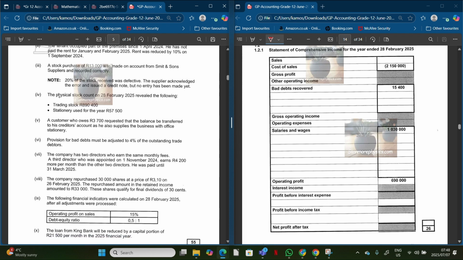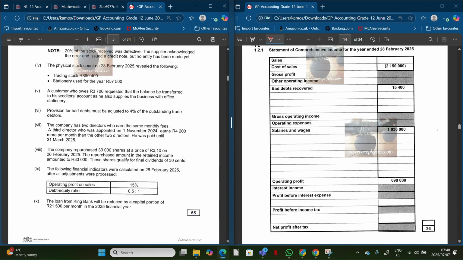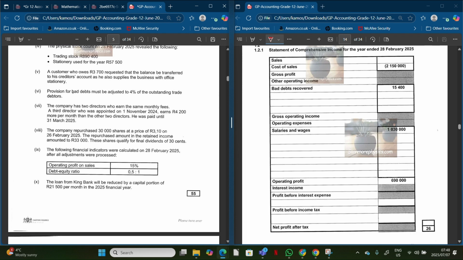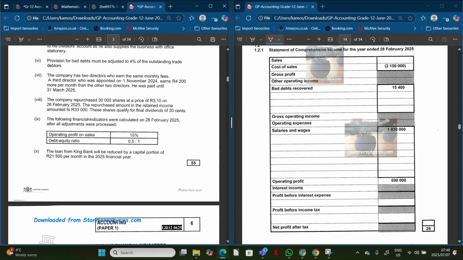We don't want that. Then they say that the physical stock count reveals trading stock and stationery used for the year. Don't want that. Customer, no, not that one, not that one too, not that one. Now here, this is the one that we are looking for. They're saying that the operating profit on sales is 15%.